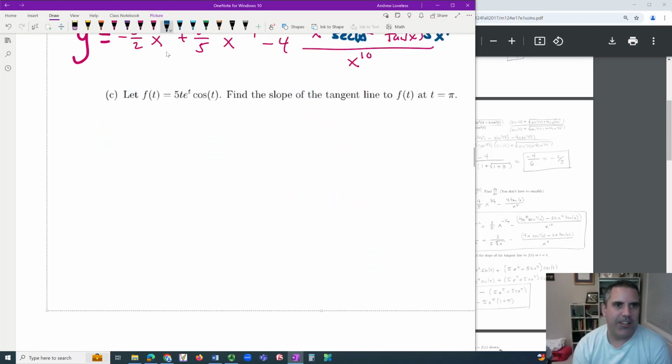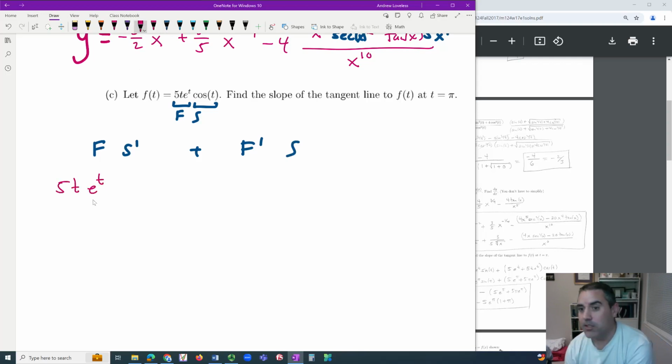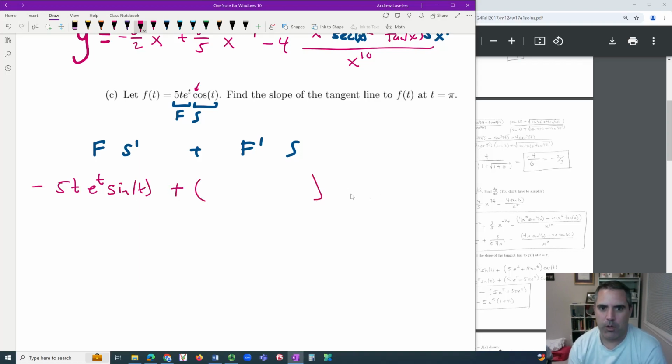Okay, one more. Let's find the slope of the tangent line at pi. Ooh, there's a lot of stuff going on. Product rule. You can clump it however you want. Let's clump it this way. First times the derivative of the second plus the derivative of the first times the second. Let's plug all these things in. First, the derivative of the second. Lovelace's law of the C's: if it starts with a C, the derivative is negative. So I'm going to write negative sine of t plus, and now I'm going to need the derivative of the first, which is going to require some work, times the second.